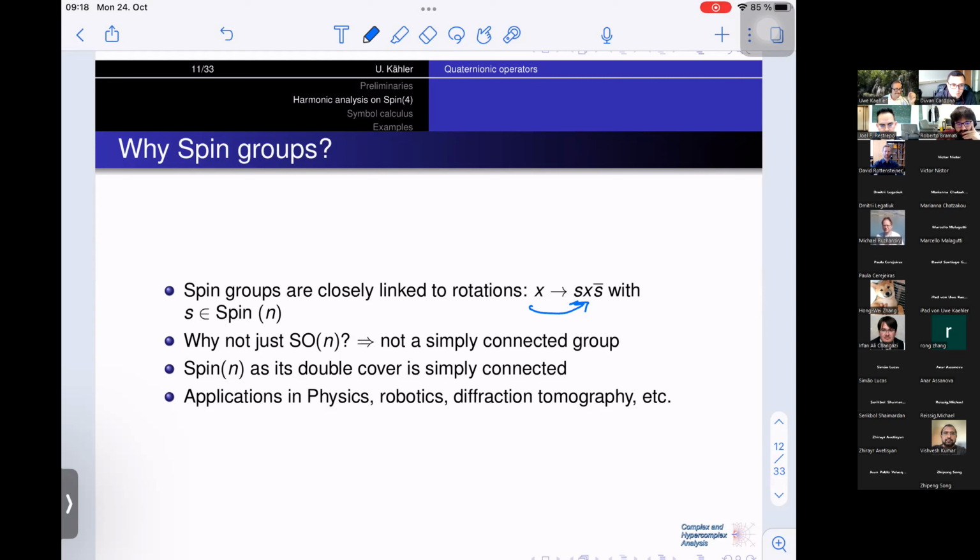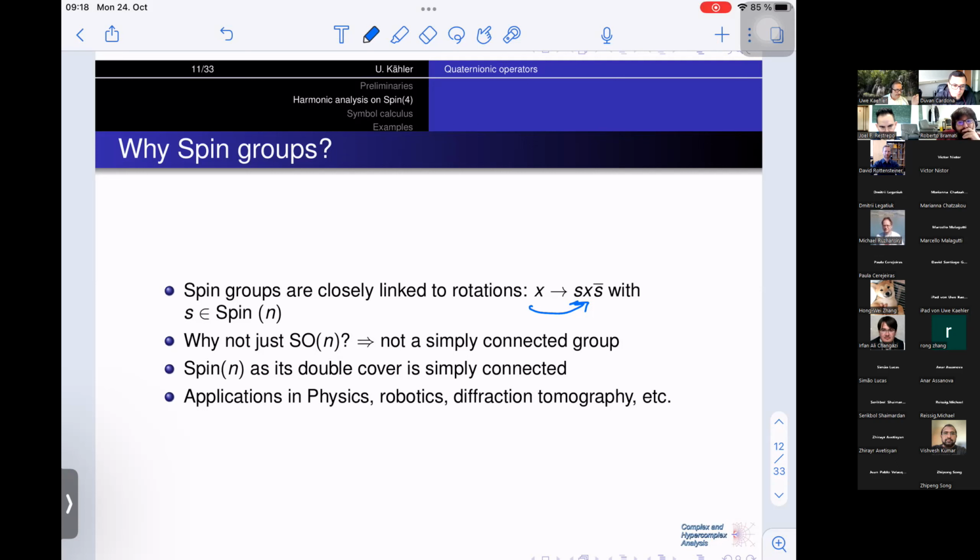Why not just SO(n)? Well, the problem with SO(n) is that it's usually not a simply connected group. And that's, in a lot of cases, trouble. You want to avoid that. And Spin(n), you can always see as a double cover. And it's simply connected.